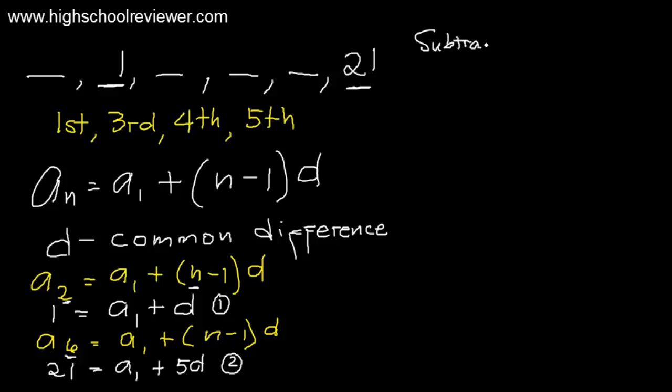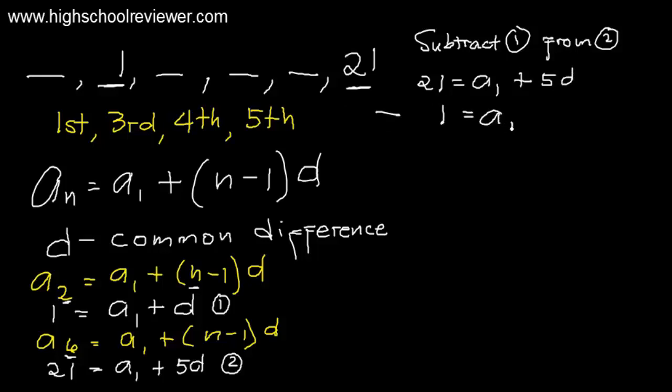Equation 1 from equation 2. Okay, so our equation 2 is 21 equals a sub 1 plus 5d. Subtract this by equation 1, which is 1 equals a sub 1 plus d. Okay, 21 minus 1 is 20. A sub 1 minus a sub 1 is 0. 5d minus d will be equal to 4d.